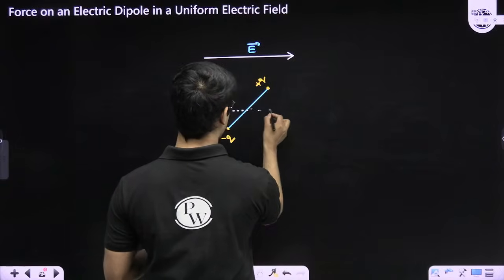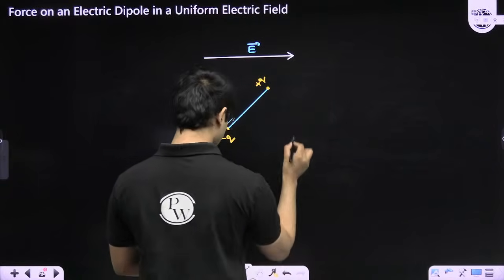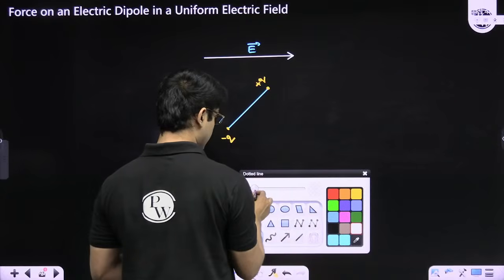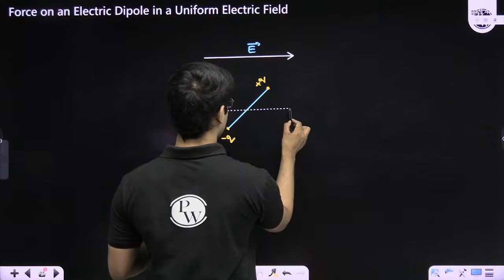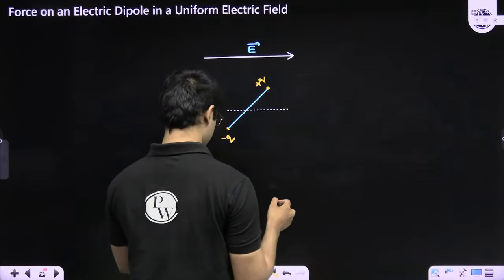So here we are going to analyze something. We are going to see that there will be a torque acting on this dipole, and the net force on this dipole is 0.